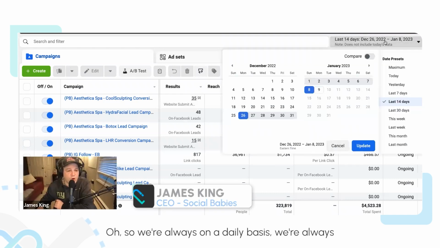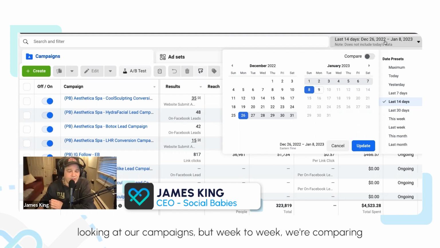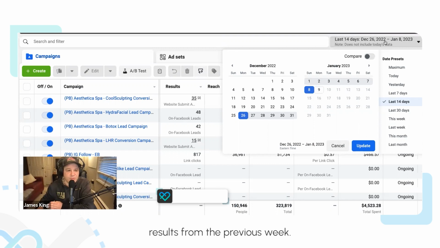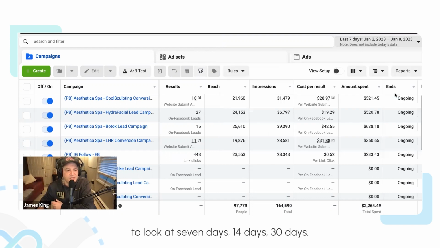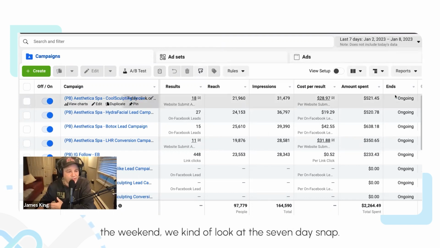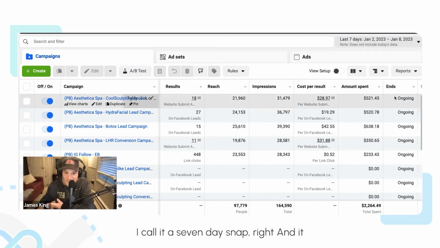Oh, so on a daily basis we're always looking at our campaigns, but week to week, we're comparing results from the previous week. Facebook gives you the option to look at 7 days, 14 days, 30 days. So every Monday we come in after the weekend and look at the 7-day snap. I call it a 7-day snap, right?